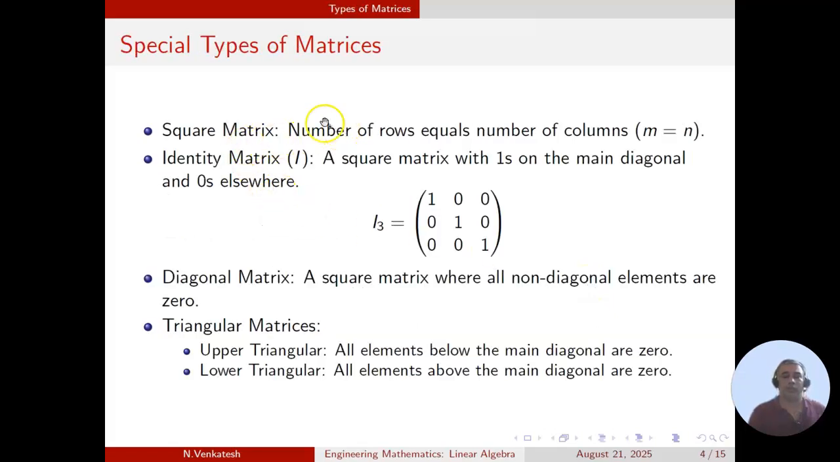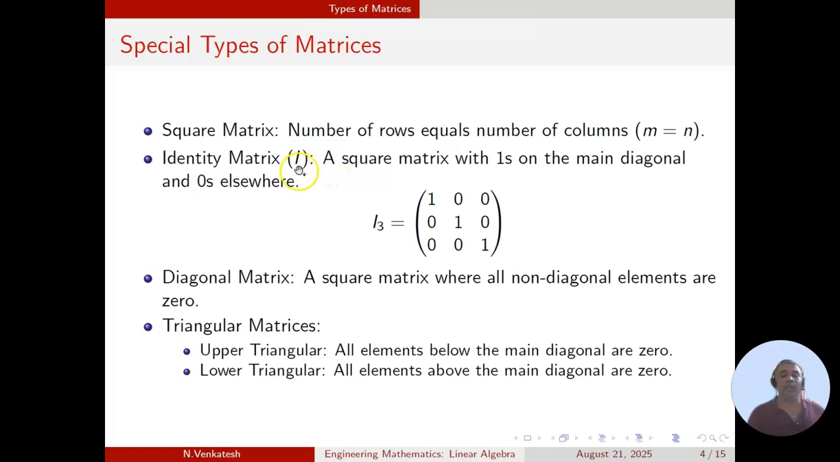And some special types of matrices. A matrix where the number of rows is equal to the number of columns, we call a square matrix. In a matrix, the first row first element, second row second element, third row third element, and so on, we call the main diagonal elements. A square matrix where all the non-diagonal elements are 0, we call a diagonal matrix.